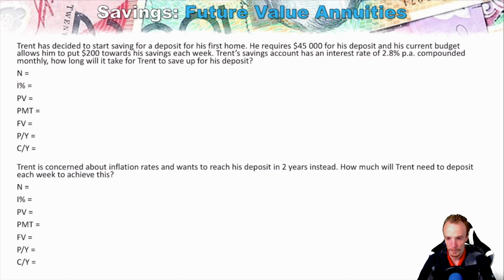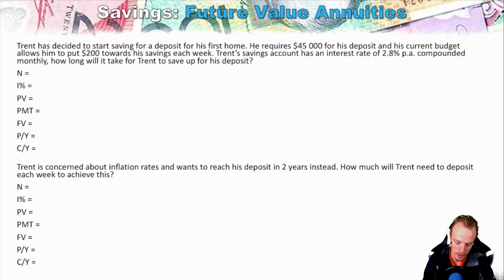So let's move on to what happens when we've got an account where it's compounding monthly, so in this account here, but the payments that we're making are different from that. So in this case, Trent's looking to deposit $200 towards his savings every week to try and reach his goal of $45,000 for a deposit for his first home. All right, so you've got the interest of the account there.